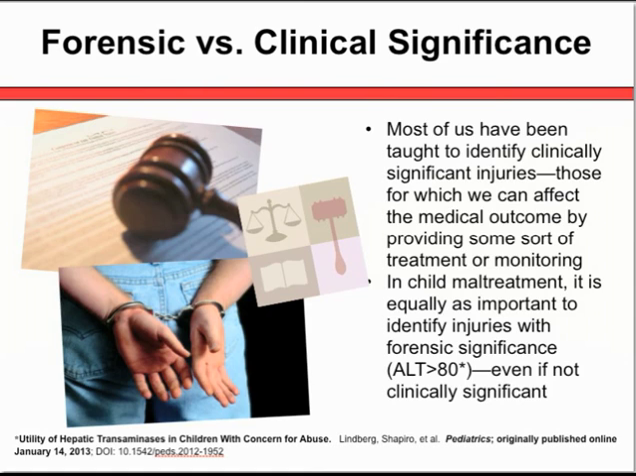Most of us have been taught to identify clinically significant injuries when they are present, those injuries for which we can affect the medical outcome by providing some sort of treatment or monitoring. However, in child maltreatment, it is equally as important to identify injuries with forensic significance, even if they aren't clinically significant. This is one of the reasons that the abdominal CT is recommended over the abdominal ultrasound if there are abnormal occult abdominal trauma labs.